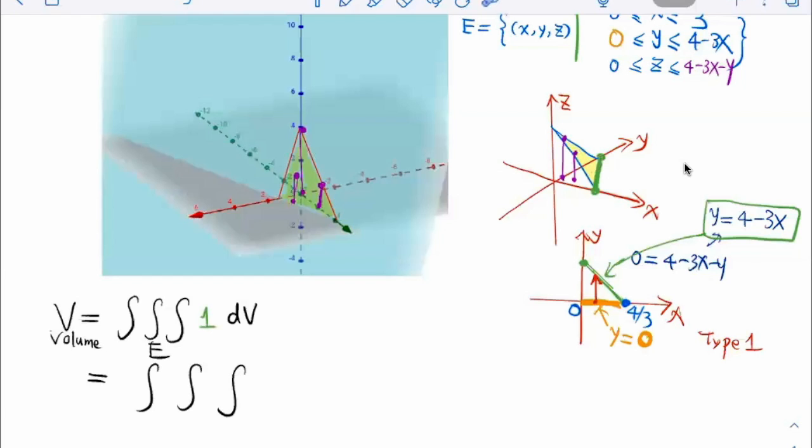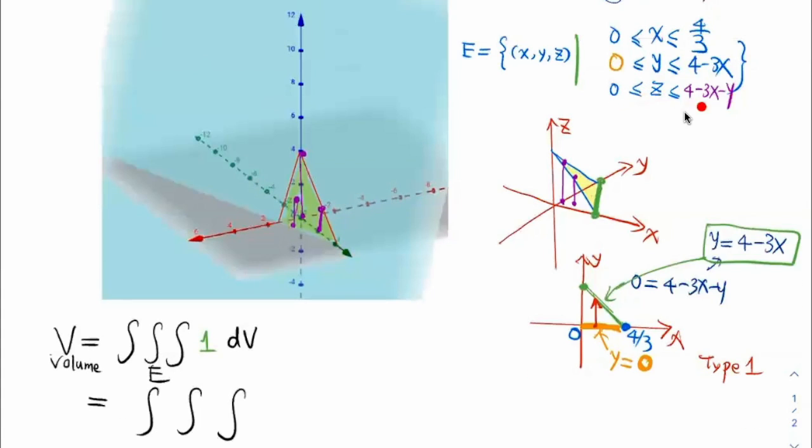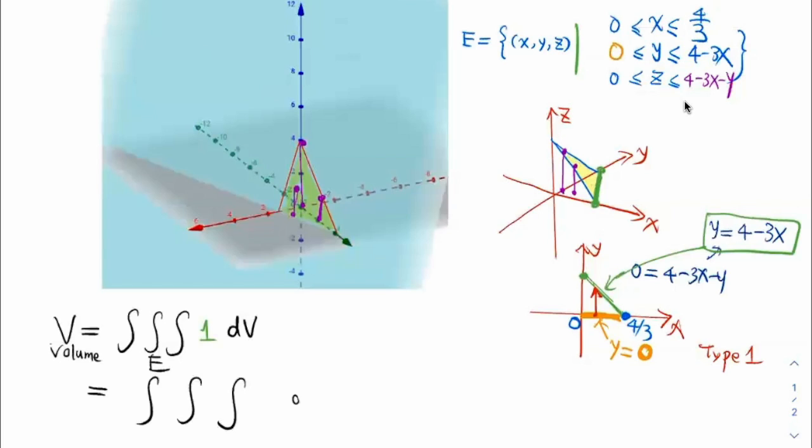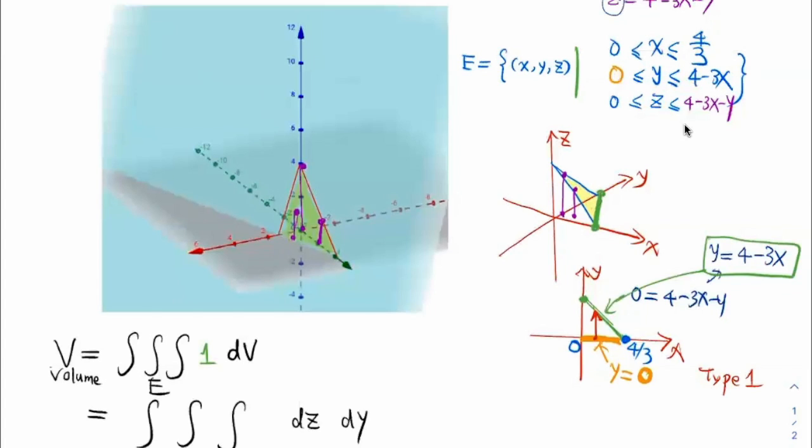The innermost one has to be the z one here, so it has to be dz. And then the next one, y expressed in terms of x, so it will be dy. And then the last one will be dx.